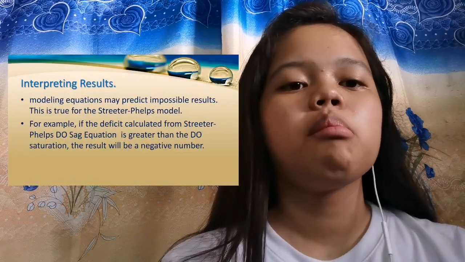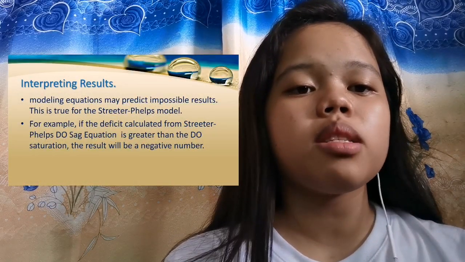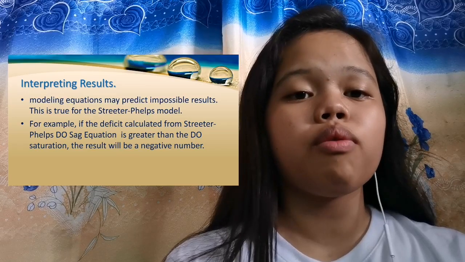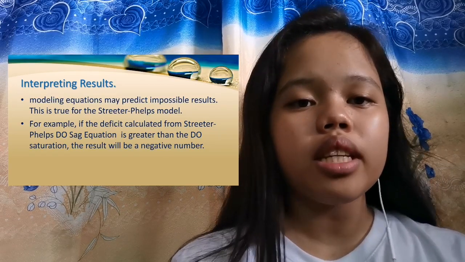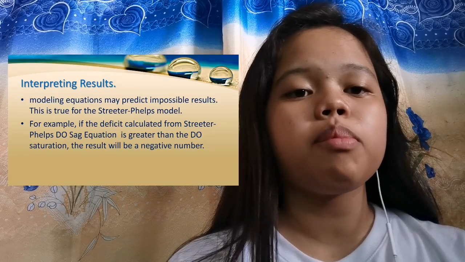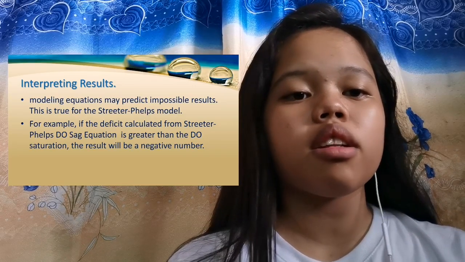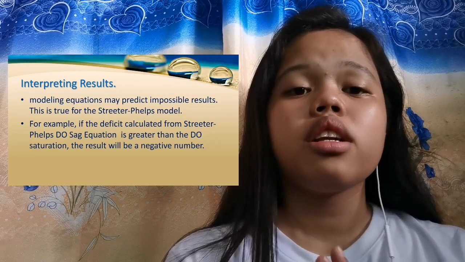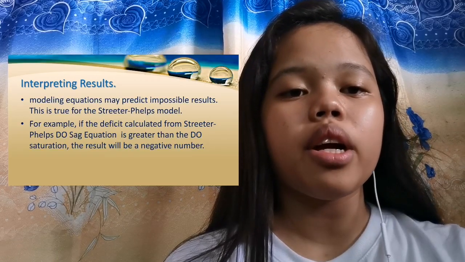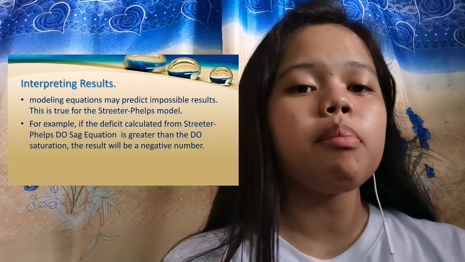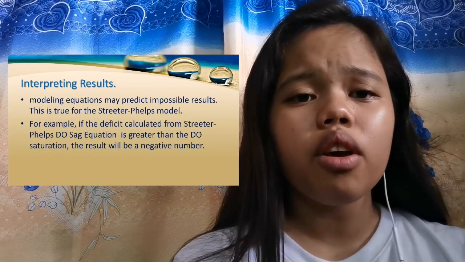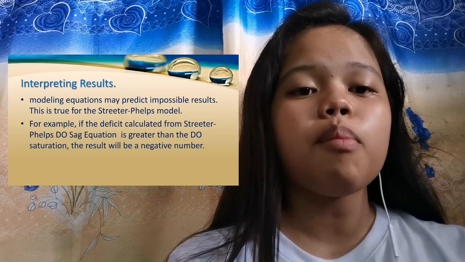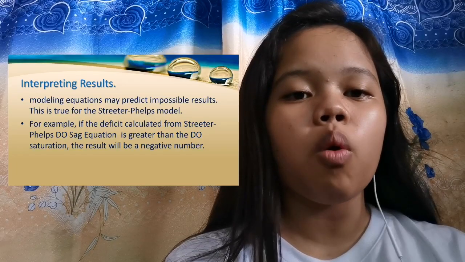Interpreting results. Modeling equations may predict impossible results. This is true for the Streeter-Phelps model. For example, if the deficit calculated from the Streeter-Phelps DO sag equation is greater than the DO saturation, the result will be a negative number, because it is physically impossible for the DO to be less than zero. This means that all the oxygen was depleted at some point upstream and the DO is zero.